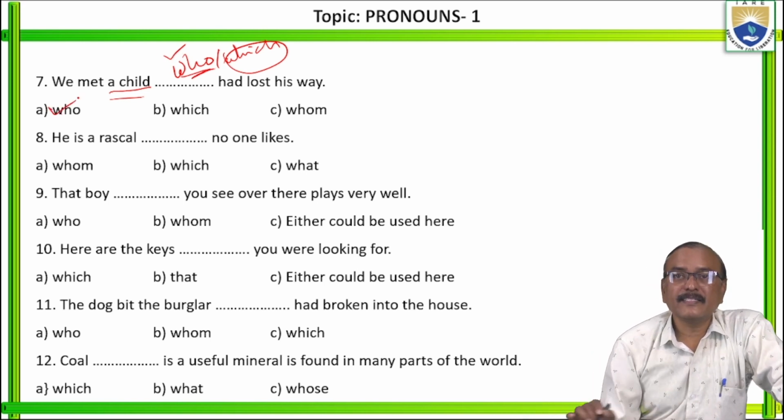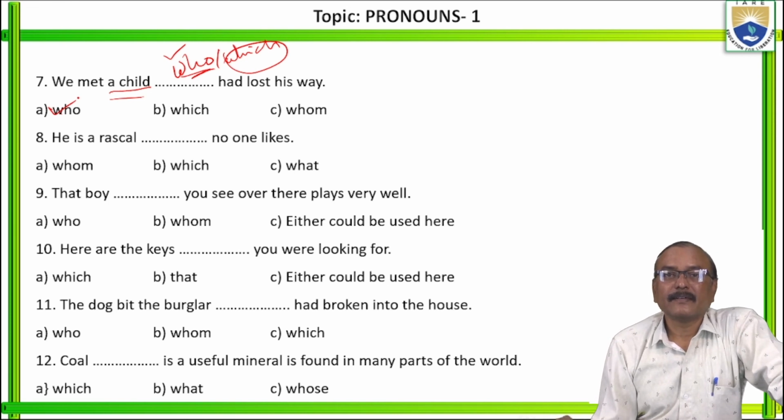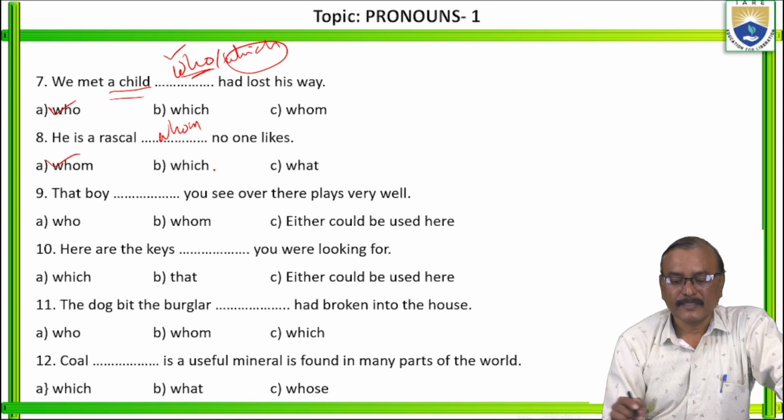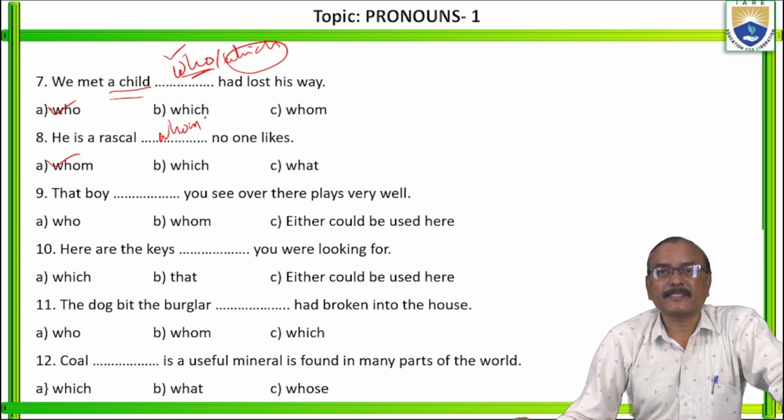Right? He is a rascal whom no one likes. Whom no one likes. No one likes him. So it is in objective case. He is a rascal whom no one likes.